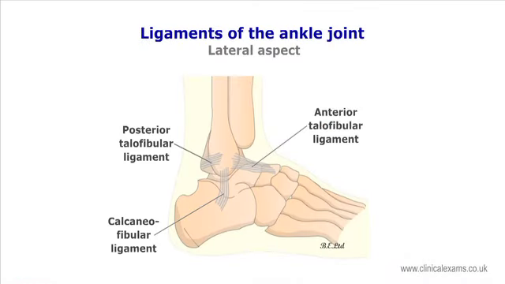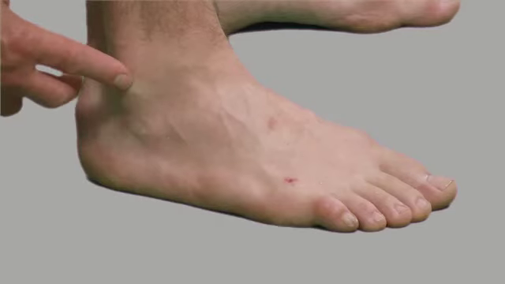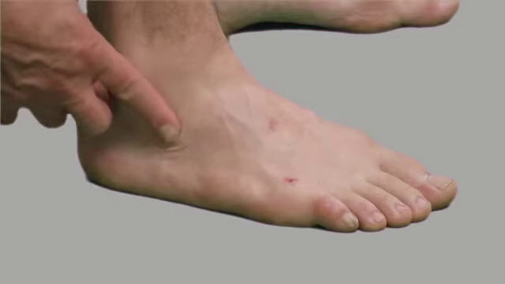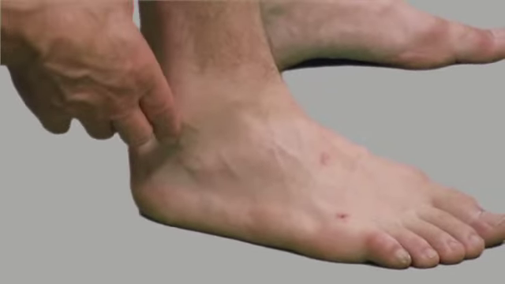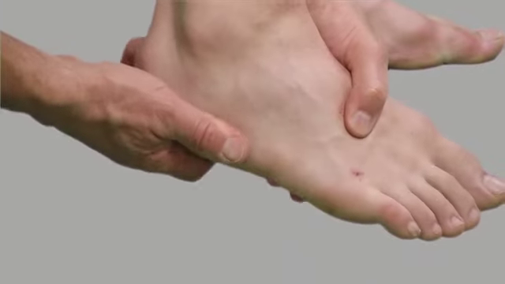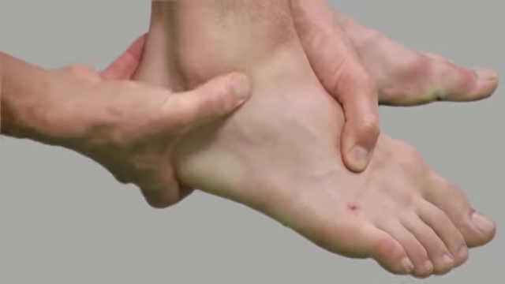The lateral ligaments of the ankle. The lateral ligaments of the ankle are divided into 3: the anterior superficial talofibular ligament, the posterior talofibular ligament, and the calcaneofibular ligament. Place the ankle in inversion and with your thumb feel each ligament in turn.